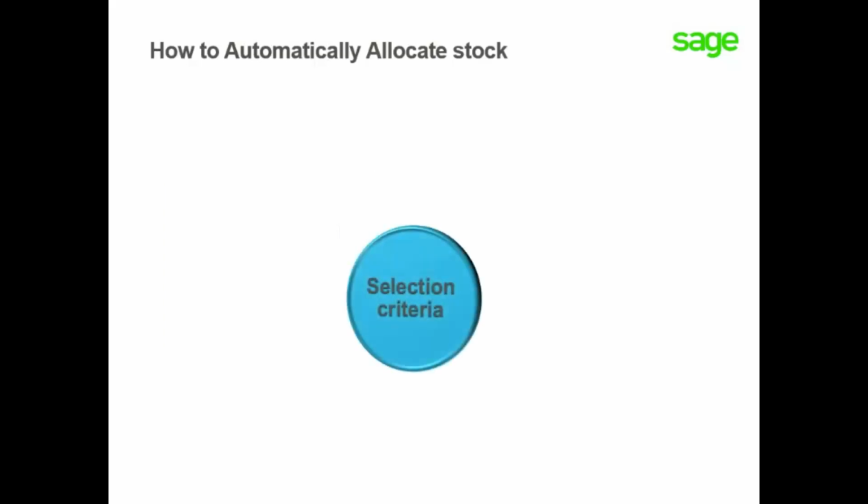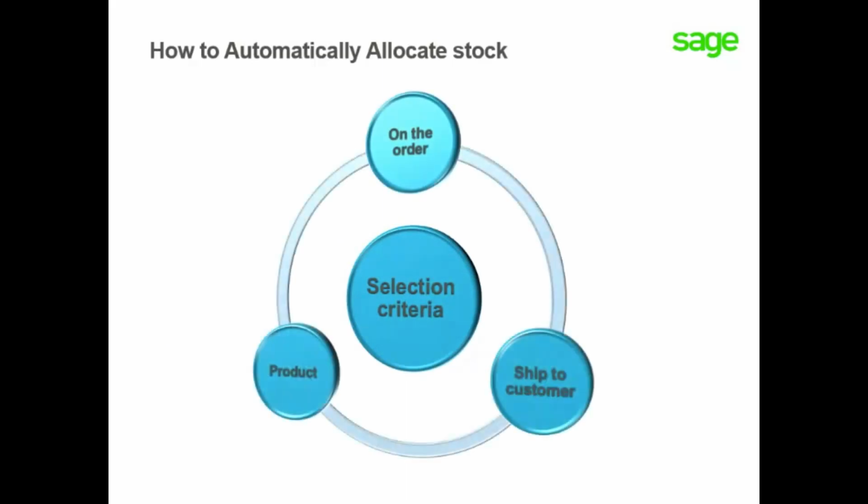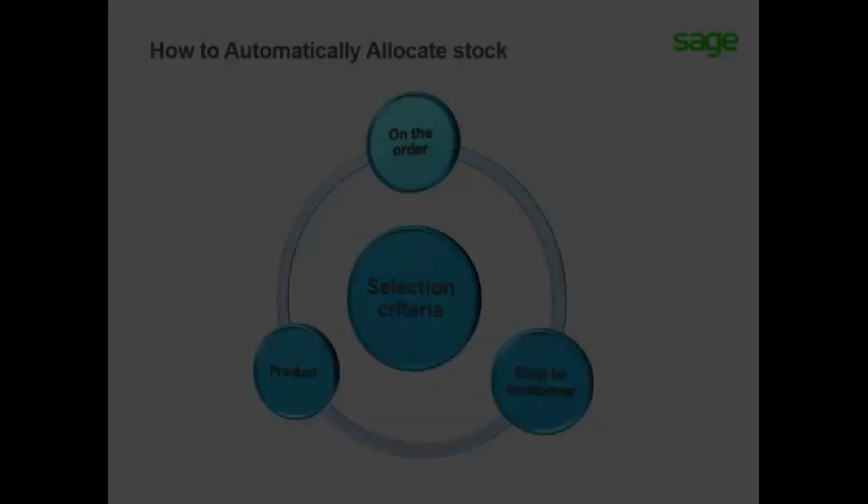Now, you can define the selection criteria based on the order, ship to customer, and the product. You would normally use these functions when you need to allocate batches of orders. Those orders could have been manually entered, with products manufactured then allocated, or orders imported into the system, or orders online then filled. Let's say these orders were imported, and now you need to allocate stock.